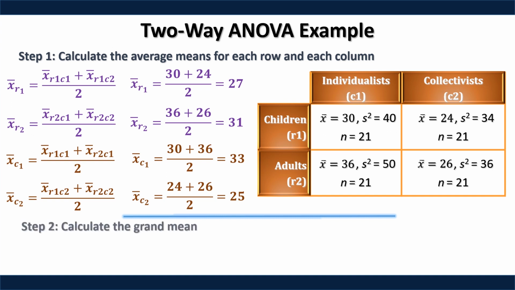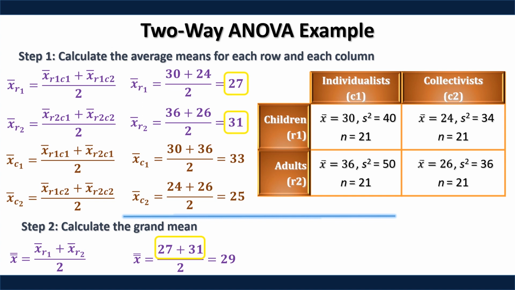Then, in our next step, we calculate the grand mean by finding the average of the row means we calculated in step 1. So 27, the average of row 1, plus 31, the average of row 2, divided by 2 is equal to 29. Therefore, our grand mean here is 29.